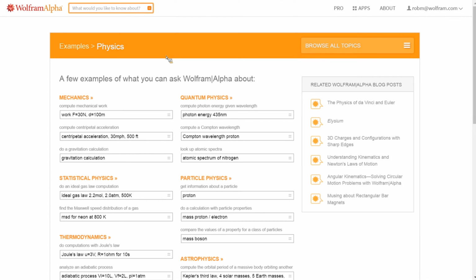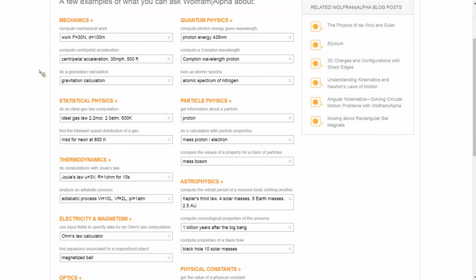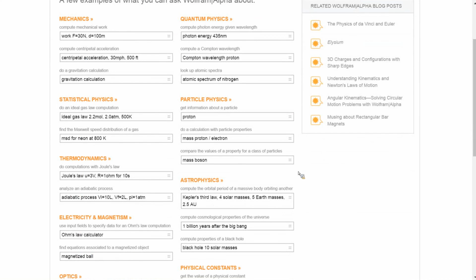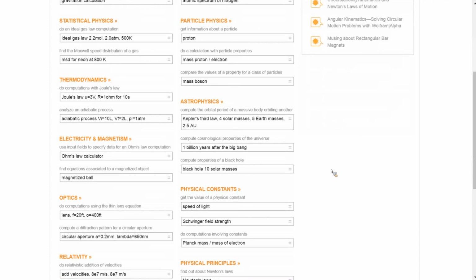So this physics examples page is a broad overview of lots of different subject areas that you might find Alpha useful for. So there's mechanics, quantum, statistical, particle. There's a whole range here. Everything from very elementary mechanics, Newton's second law type problems, all the way up to particles and astrophysics. You can ask it for the Lagrangian of a three-dimensional harmonic oscillator. It really runs the whole gamut for physics.